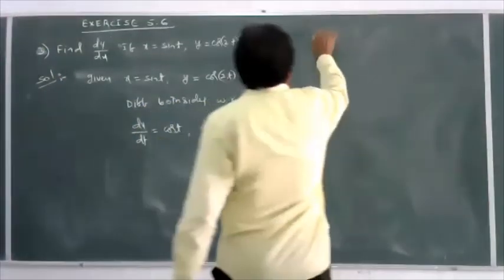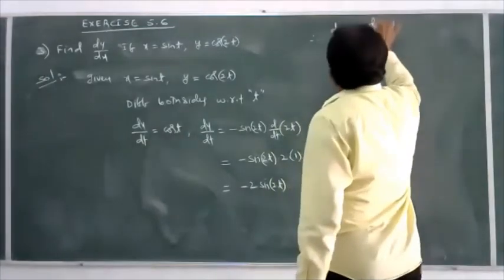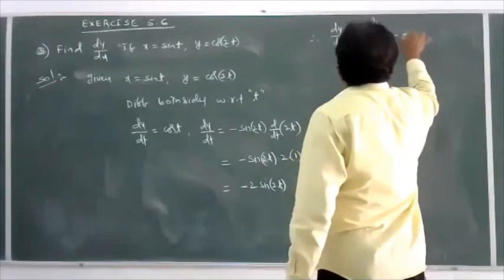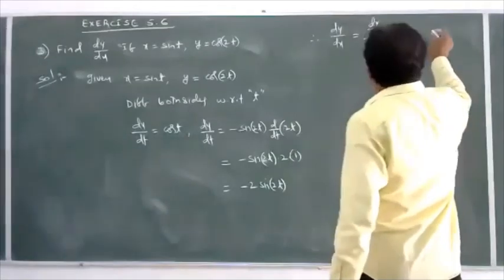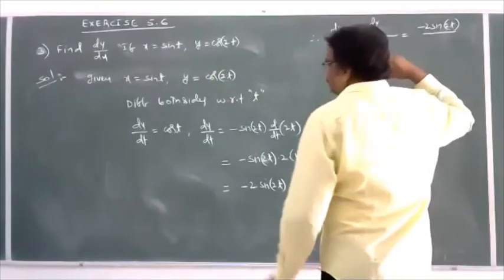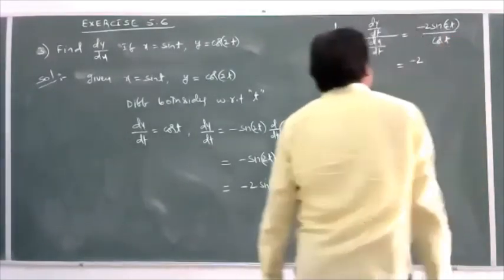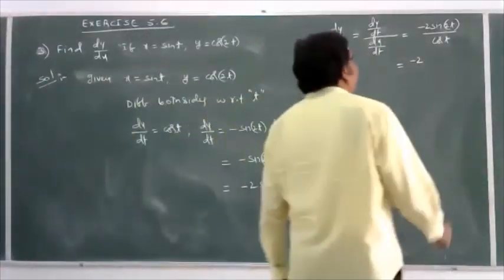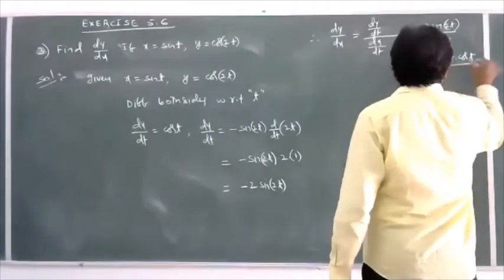Therefore, dy by dx is equal to dy by dt by dx by dt. Here dy by dt is minus 2 sin 2t, by cos t. If possible, simplify this. You know the trigonometry formulas? So sin 2t formula: 2 sin t into cos t, by cos t.